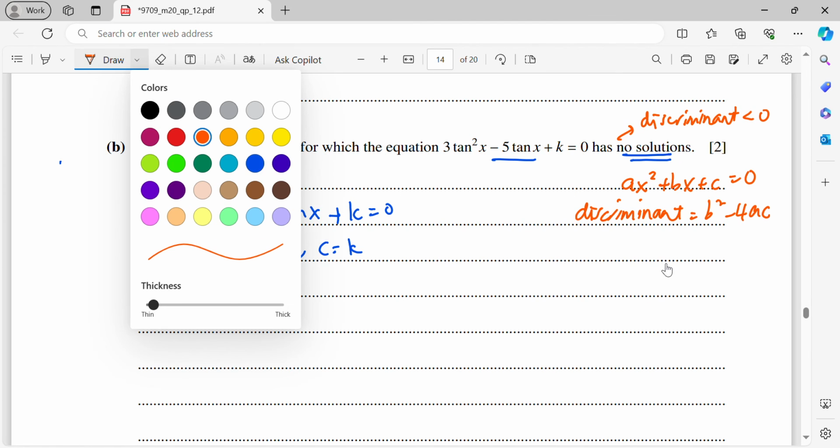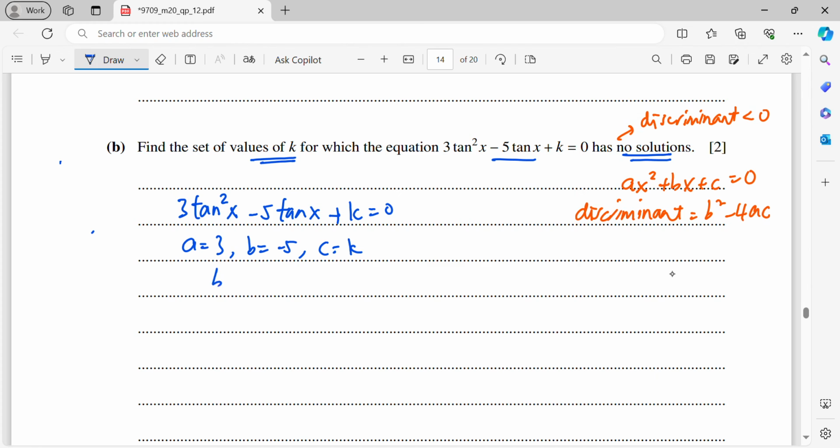Alright, so now given no solution, I will start with b squared minus 4ac less than 0. Then I'll just replace all the values accordingly. Minus 4, a is 3, c is k, less than 0. And then from here, minus 5 squared is 25. Then minus 12k less than 0.